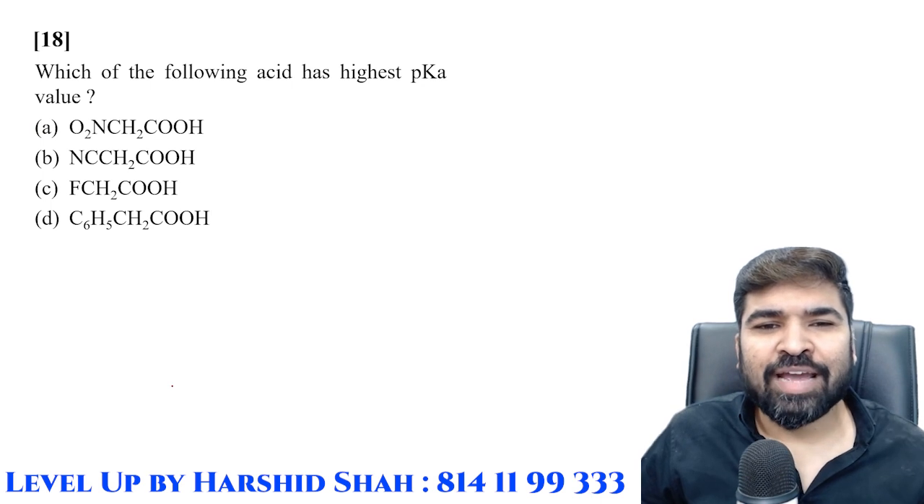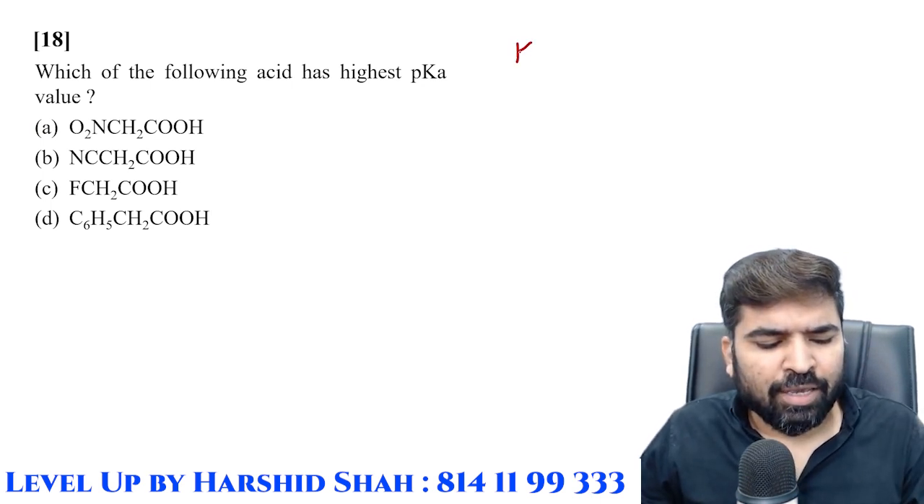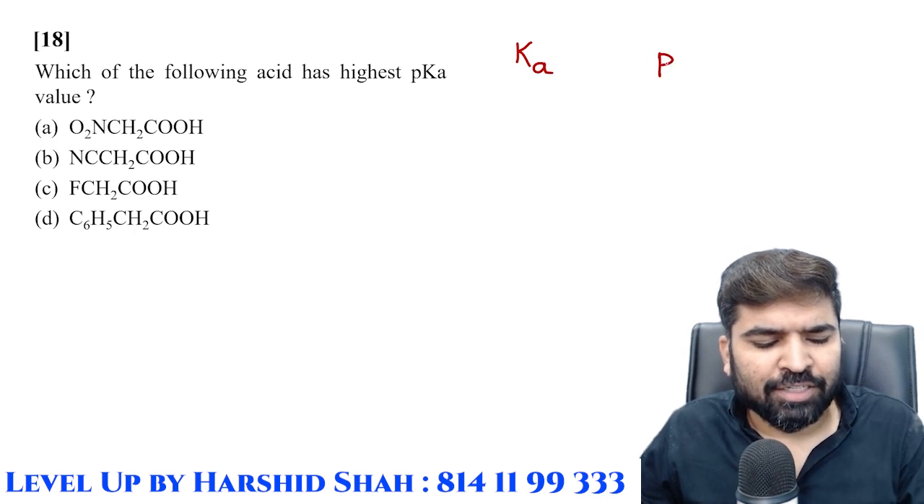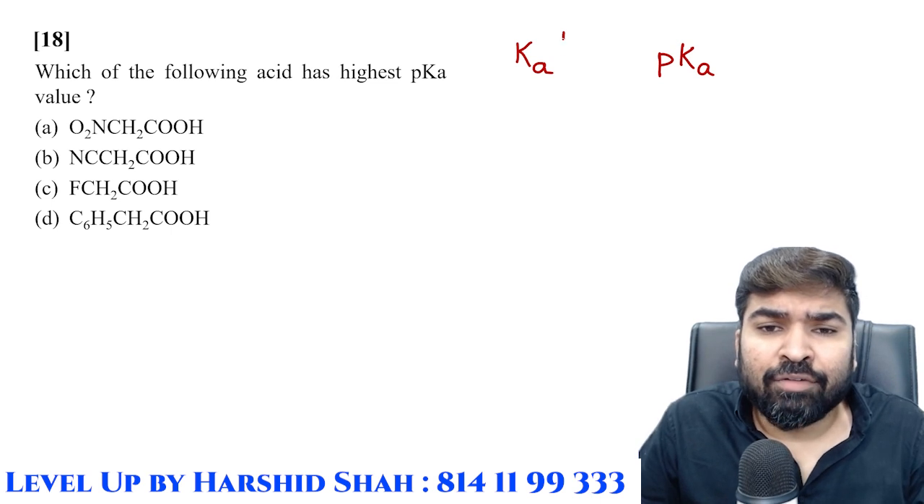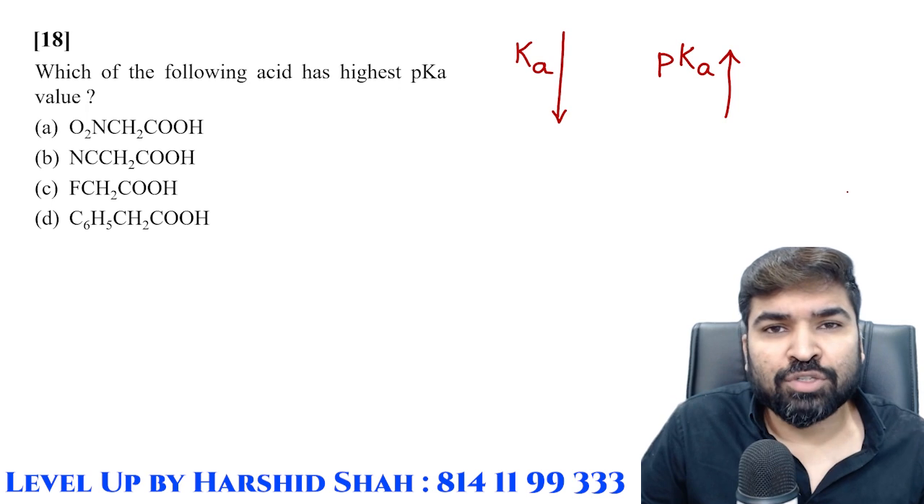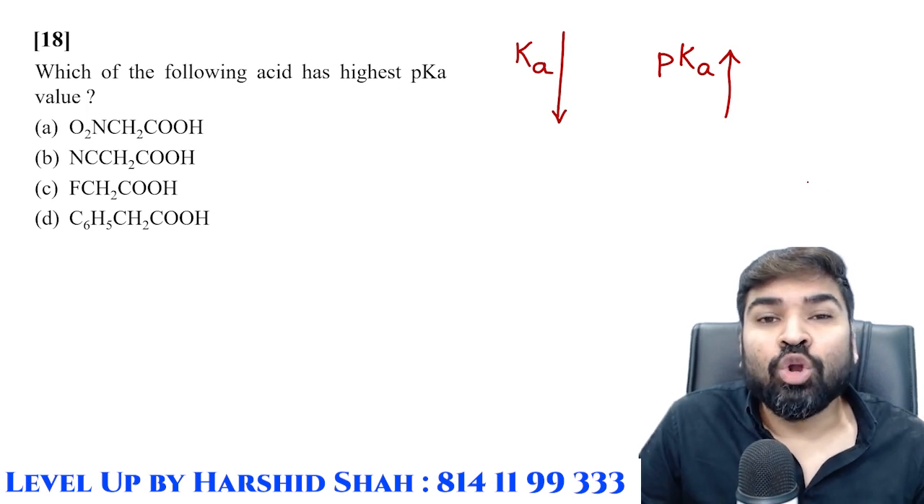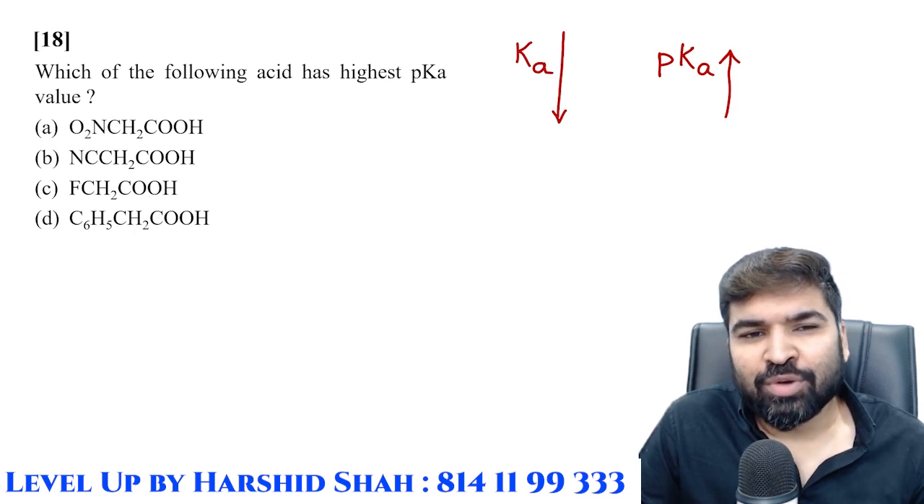Okay, which of the following acids has to have the highest pKa value? So when pKa is asked, you have to understand the relation between Ka and pKa. It's very simple. If the Ka is lower, then the pKa value becomes higher. Yes or no? So we are looking at lower acidity. Which of the following is going to have lower acidity?